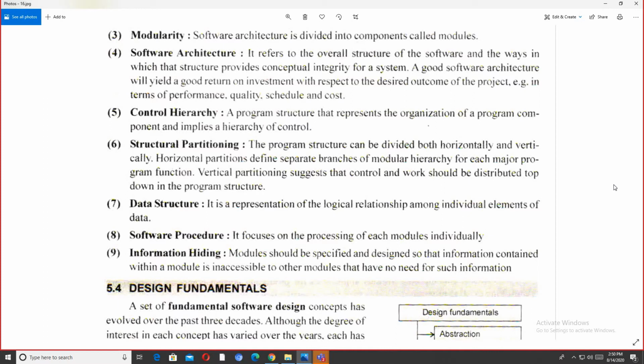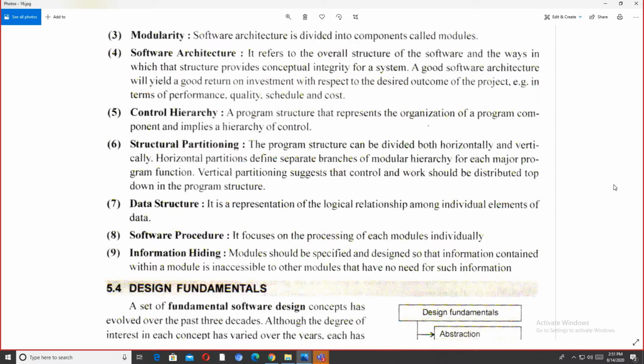For structural partitioning, partitioning can happen in a horizontal way or a vertical way. We have seen it earlier. Let's read what it says. The program structure can be divided both horizontally and vertically. Horizontal partitions define separate branches of modular hierarchy for each major program function, and vertical partitioning suggests that control and work should be distributed top down in the program structure. So in vertical partitioning, the control and the work are distributed from top to bottom, and in the horizontal one it moves from one side to the other.